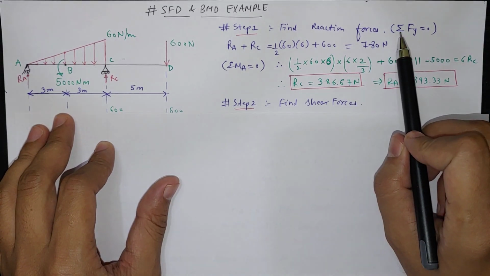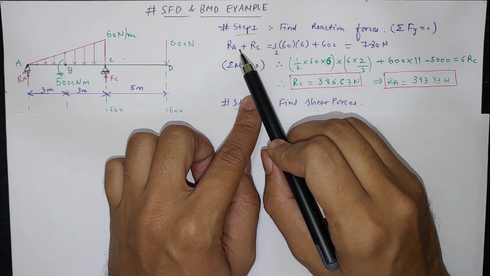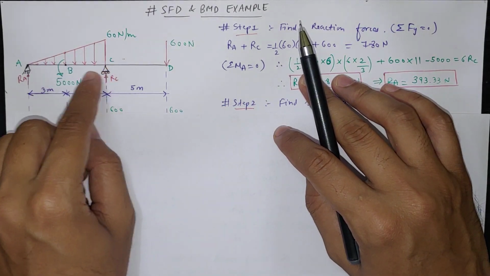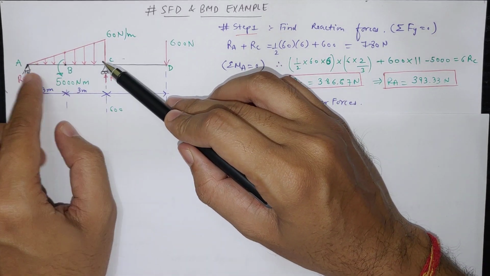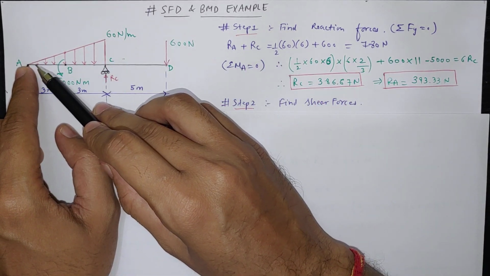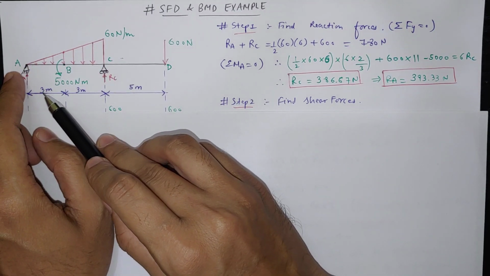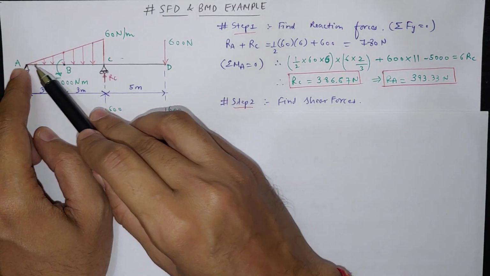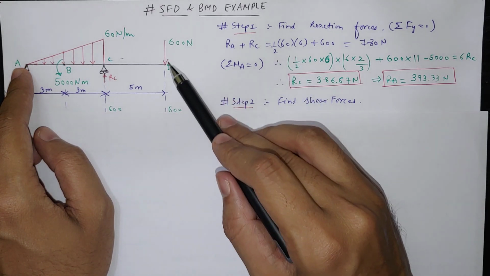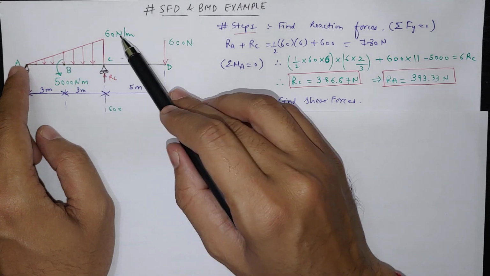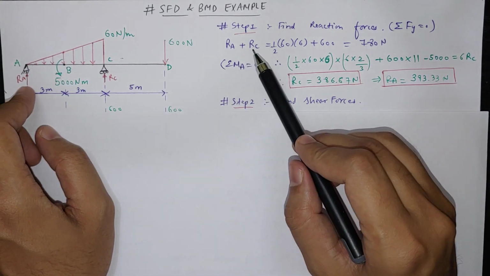So first equilibrium equation, summation of Fy equal to 0, we'll get Ra plus Rc equal to this triangular force downward and this point load. So this triangular, varying load will be this area. So area will be 6 meter into 60 divided by 2 because it's a triangle, so half into base into height, so this plus 600. So this total downward force will be equal to upward force, which is Ra plus Rc.